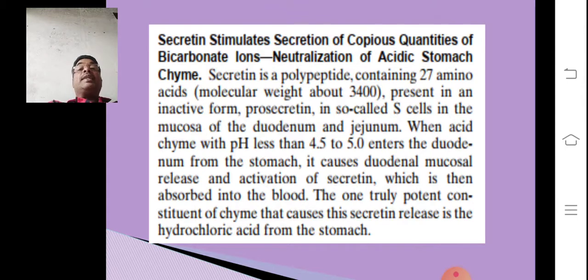It contains 27 amino acids with a molecular weight of 3400, and is present in an inactive form, prosecretin, in the so-called S cells in the mucosa of the duodenum and jejunum. When acid chyme with a pH less than 4.5 to 5.0 enters the duodenum from the stomach, it causes duodenal mucosal release and activation of secretin, which is then absorbed into the blood. The one truly potent constituent of the chyme that causes secretin release is the hydrochloric acid from the stomach.